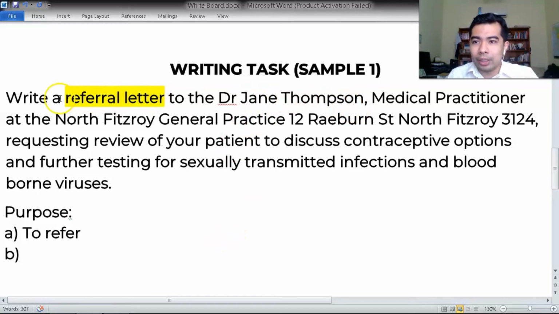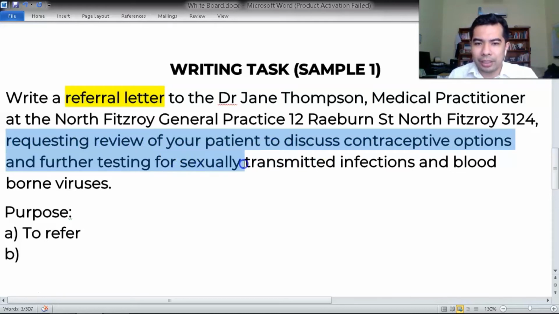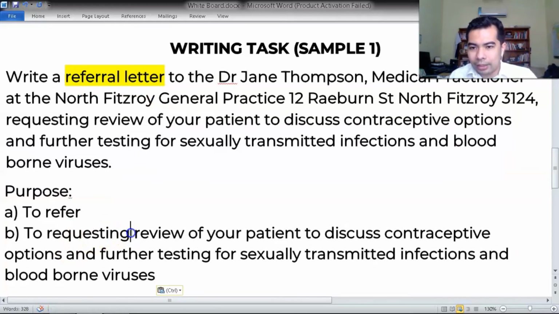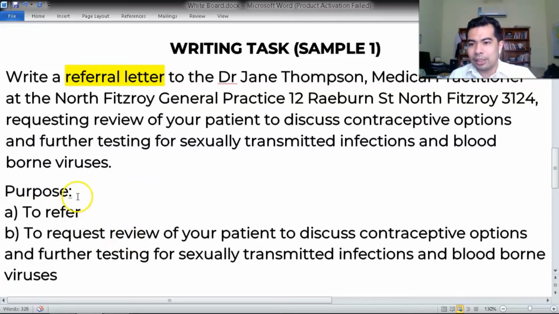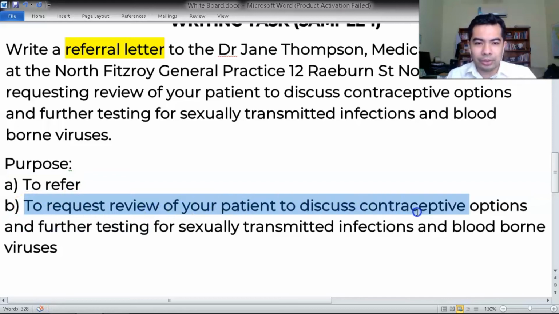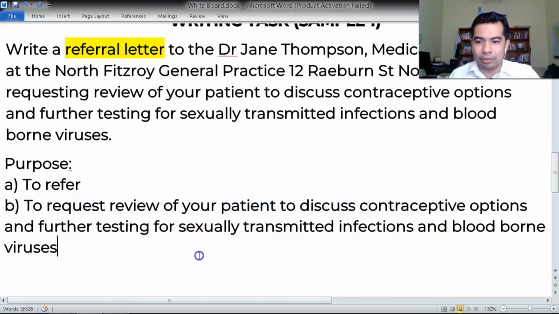So let's read on. We're going to write a referral letter to Dr. Jane Thompson, and you might ask, why a referral letter? And it says here, to request a review of your patient and to discuss contraceptive options and further testing for sexually transmitted infections and bloodborne viruses. I'm going to copy paste that too. And there we have it. Now we have two options. Is the purpose of your letter A, to refer the patient, or B, to request a review of your patient to discuss contraceptive options and further testing for sexually transmitted infections and bloodborne viruses?